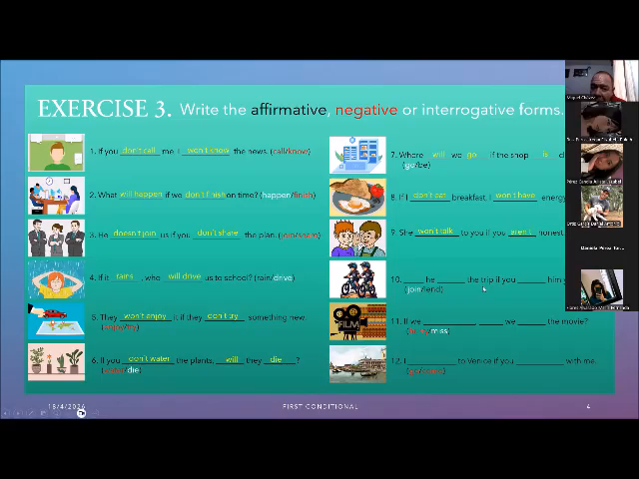Will he join the trip if you lend him your bike? Exactly, Elizabeth. Thanks a lot. Okay. Will he join the trip? A question. Okay. If you lend him your bike. Thanks, Elizabeth. Number 11, please. If we don't hurry, will we miss the movie? Yes, Maria Fernanda, you're right. If we don't hurry, will we miss the movie? Yes, Maria Fernanda. Thanks a lot. Number 12, please.